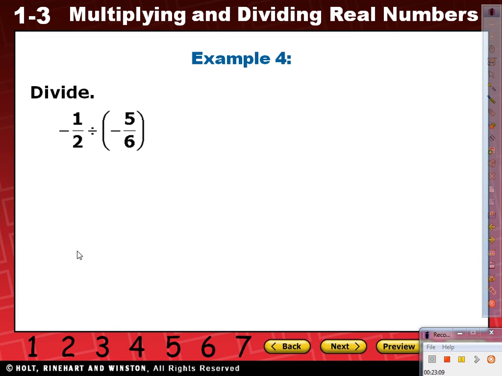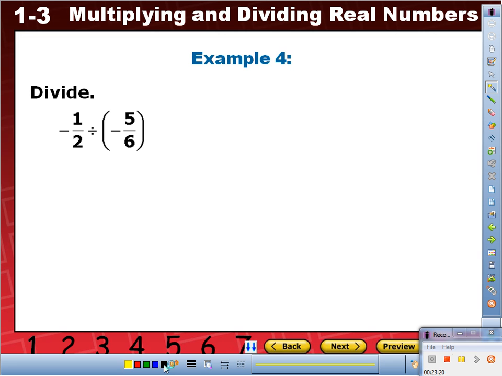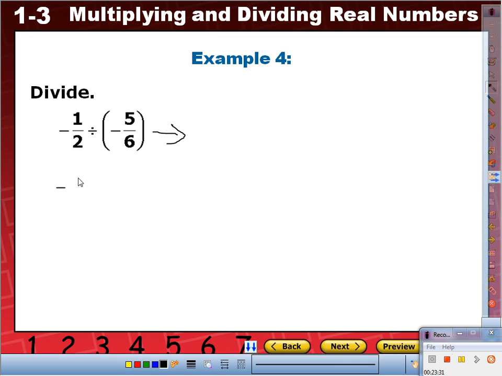Check this out. Copy this one down. Example 4. It says divide negative 1/2 divided by negative 5/6. Do this one together. First things first. Are they the same sign? Yeah, so the answer is positive. Okay? First fraction stays the same, negative 1/2. Change the division into multiplication. And what is the reciprocal of the second? Negative 6/5.